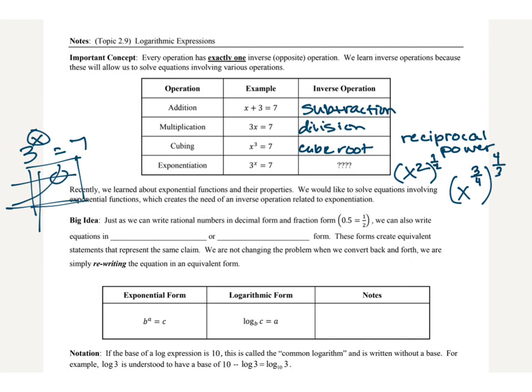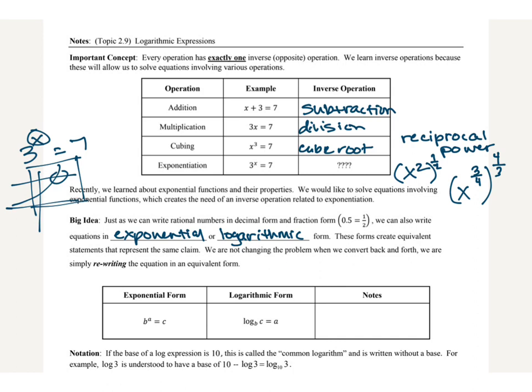All right, so recently we learned about exponential functions and their properties. We would like to solve equations involving exponential functions, which creates the need of an inverse operation. Enter the logarithm. It says, just as we write rational numbers in decimal form and fraction form, we can also write equations in two different forms. Those two forms are exponential form or logarithmic form.